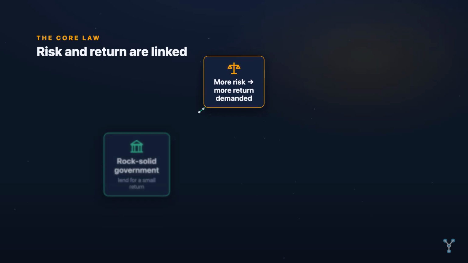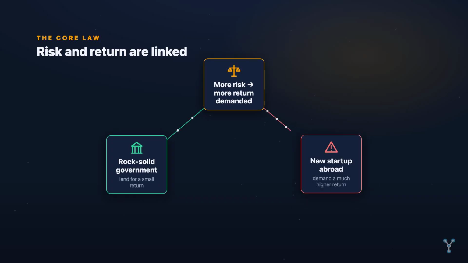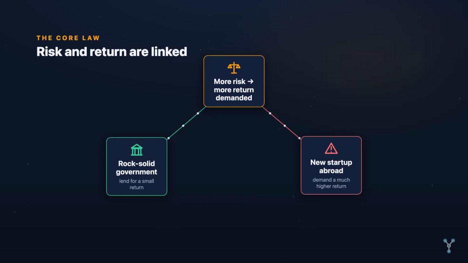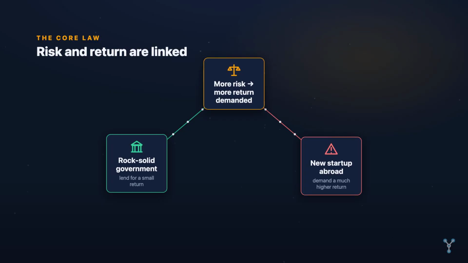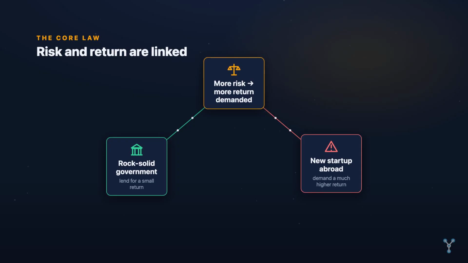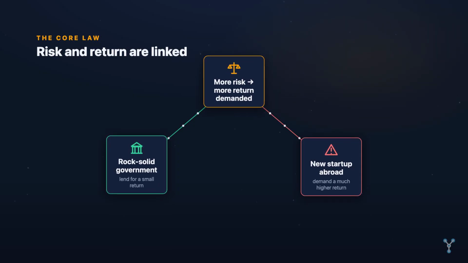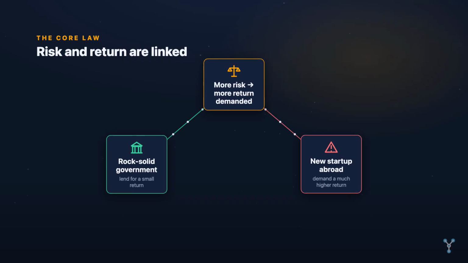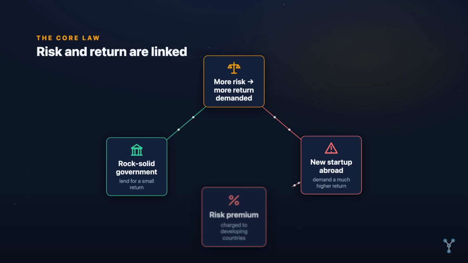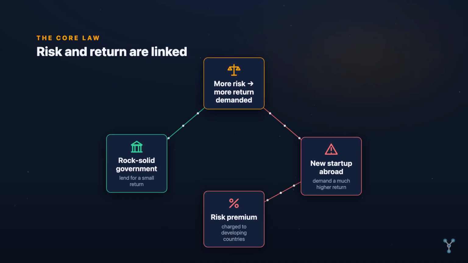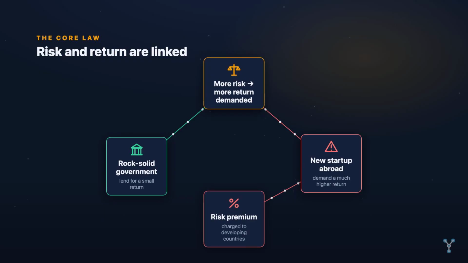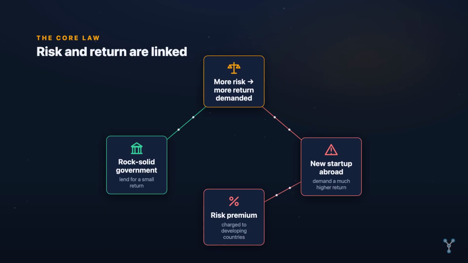Let me now put the biggest idea of the module in front of you, risk and return, because it governs everything else. The core law of finance is that risk and return are linked. The riskier something is, the higher the return investors demand before they'll touch it. Think of lending money to a rock-solid government versus lending to a brand-new startup in an unfamiliar country. You'll lend to the government for a small return because you're confident of repayment. You'll only lend to the startup if the potential return is much higher, to compensate you for the real chance of losing everything. That demand for extra return in exchange for taking on extra risk is called a risk premium, and it is charged, mercilessly, to developing countries.